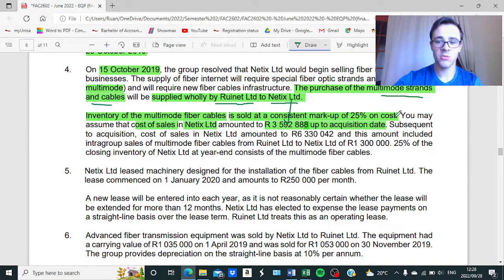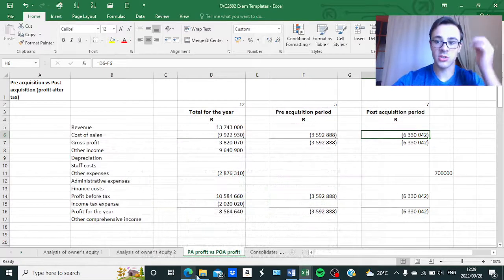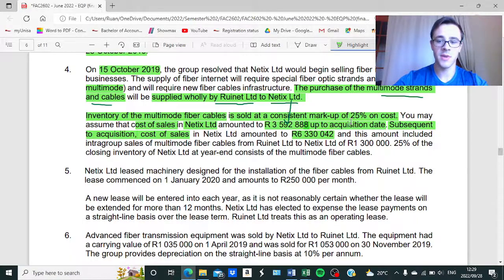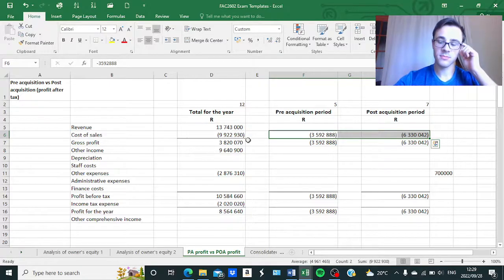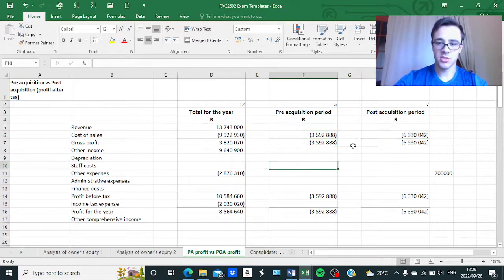So this is for pre-acquisition and subsequent to acquisition. So in the post-acquisition period, cost of sales in Netix Limited amounted to 6,330,042, which we have calculated here. Right, so that is just for confirmation. And once again, if you add these two amounts together, they will give you the total cost of sales for the year. Alright, so just make sure of that.